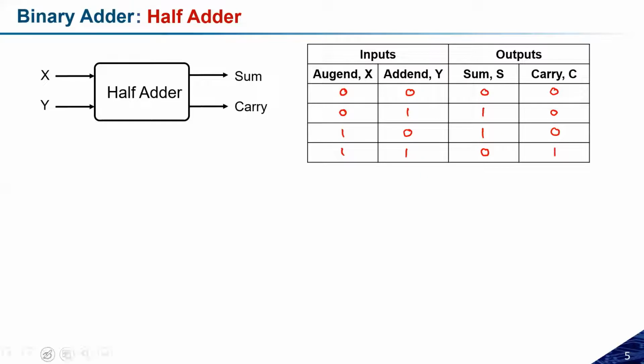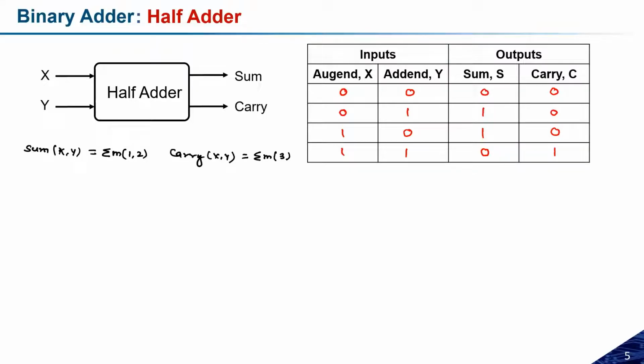Okay, so now if we try to write the expression, the sum function, which is a function of x and y, can be written as summation of minterms 1 and 2. Similarly, carry of x, y is nothing but summation of minterms. We have only one minterm, so that will be 3. Okay, so this is how we can write the sum and the carry.